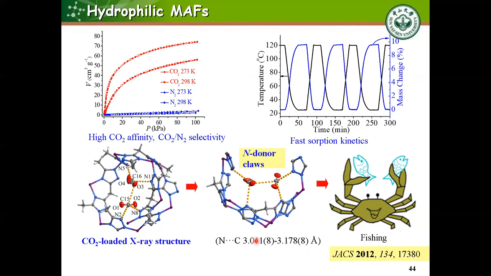MAF-23 does not absorb nitrogen gas, but it can absorb carbon dioxide at room temperature and release it at elevated temperature very rapidly. So it can serve as a nice carbon dioxide capture material.